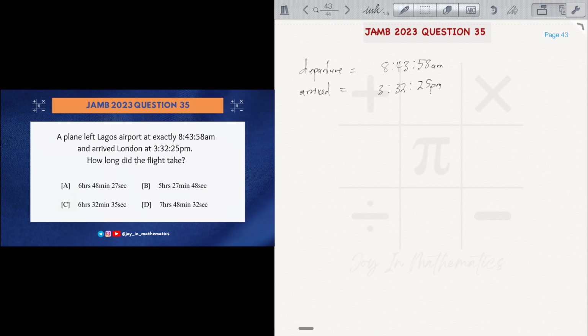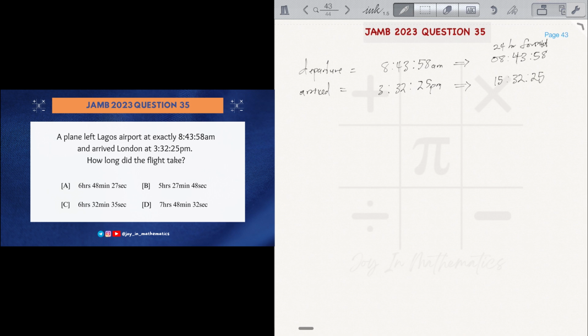So, we convert it to 24 hours format. Converting this to 24 hours format, we will have 08, 43, rather, and 58. And 3 PM in 24 hours format is 15, 15, 32, and 25 seconds. So this is in 24-hour format.